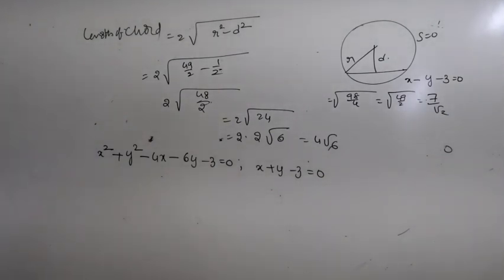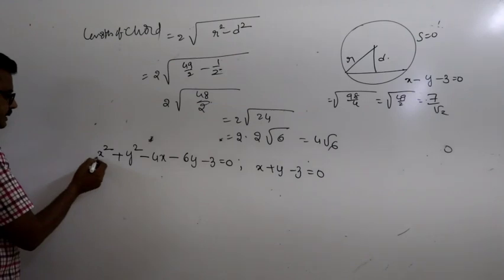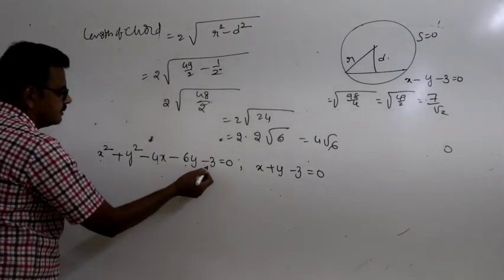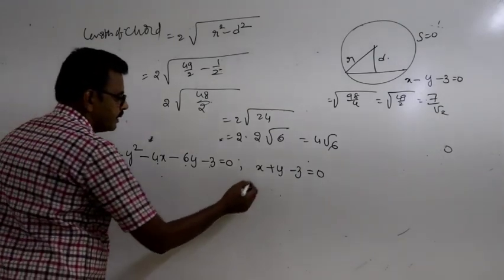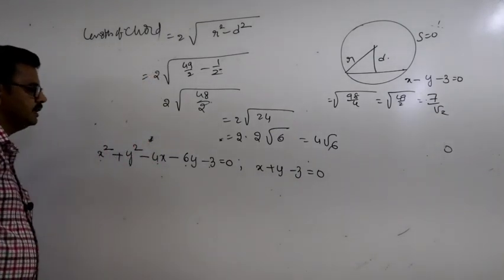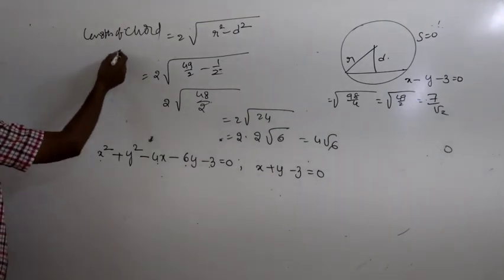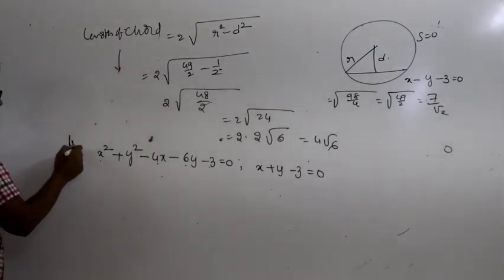Length of the intercept made by the circle x square plus y square minus 4x minus 6y minus 3 equal to 0 on the line x plus y minus 3 equal to 0. So, same as the above model, you try this problem.